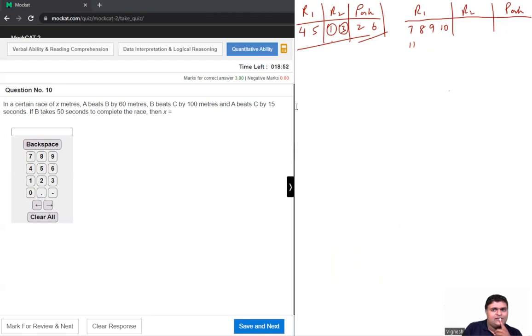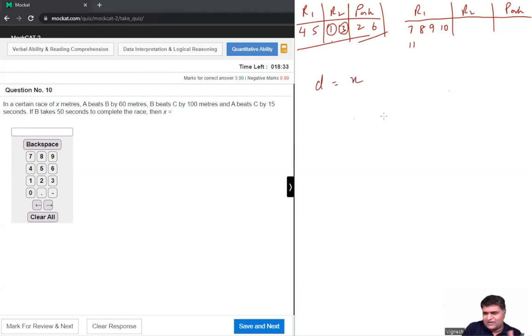A is beating C by 15 seconds. How do you do it? So draw a matrix. A table. Okay, table. So let us say the distance is x meters. We have to find that.